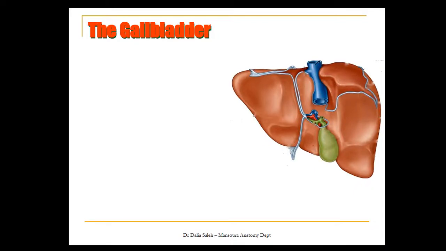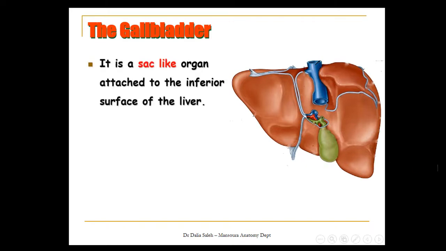The second organ here is the gallbladder. This is a small sac that lies under the liver. It's a sac-like organ attached to the inferior surface of the liver. It stores and concentrates bile. So it receives bile that is formed inside the liver, which is then concentrated and stored inside it.